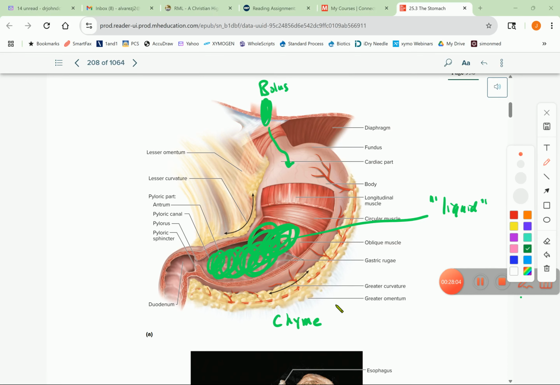Okay, so it goes from a bolus to chyme, and the pyloric sphincter will relax in strategic intervals. Okay, so it relaxes from time to time to allow a little bit of the chyme to enter into the first part of the small intestine called the duodenum. Okay, so it's duodenum, jejunum with a J, jejunum, and ileum. All right, so the first part, the duodenum, is where the chyme will enter. Okay, this top part is the fundus of the stomach, and then the rest of it is the body.